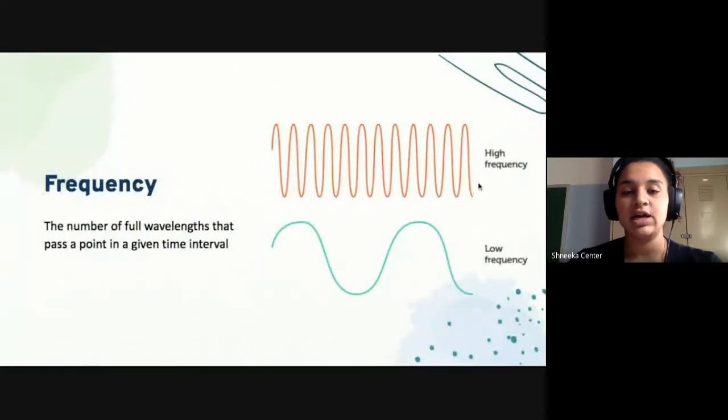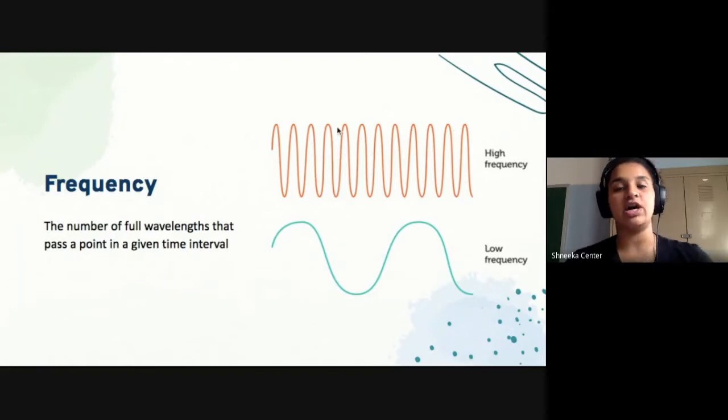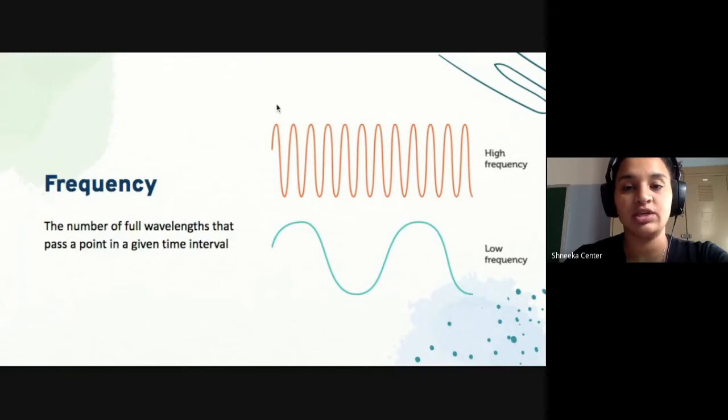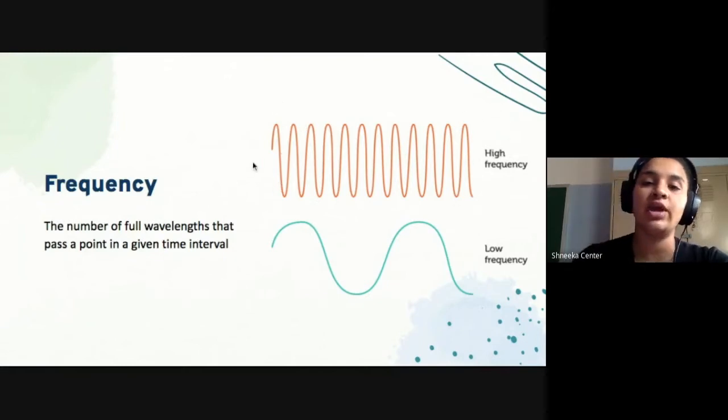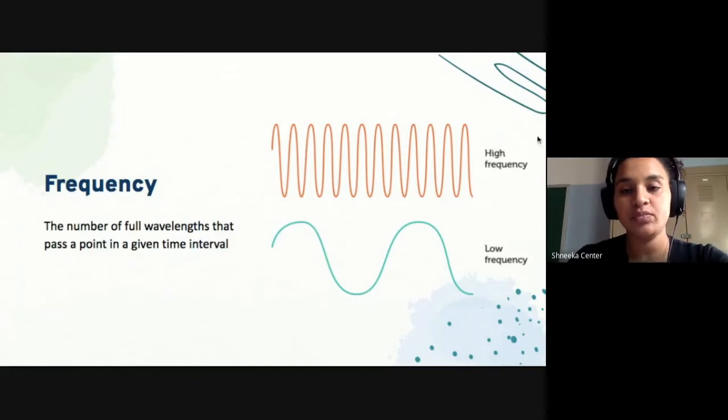Frequency is the number of full wavelengths that pass through a certain point in a given time. So the starting point could be 0, and then for 10 seconds, we're looking at how many times the waves are passing through. High frequency means there's a lot of waves. Low frequency means there's not a lot of waves.